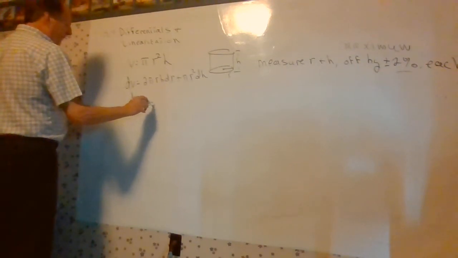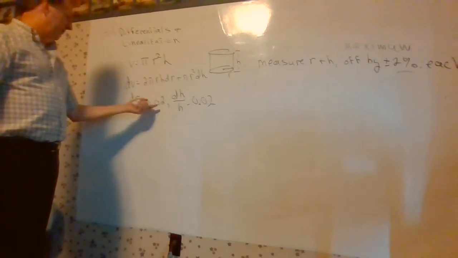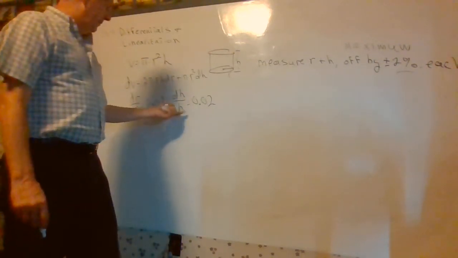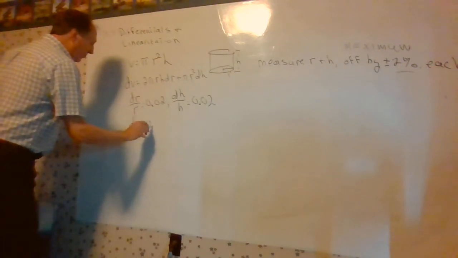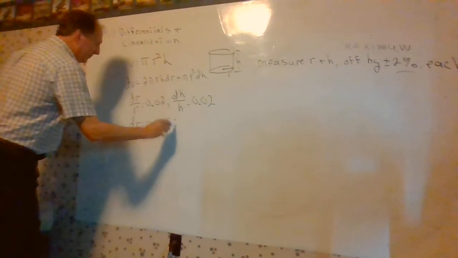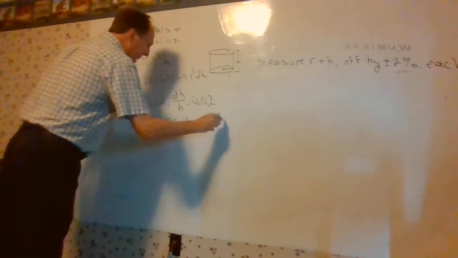We know that dr over r, I'm going to make that 0.02, and dH over h is 0.02. This is like a relative error. You study this sort of thing in chemistry. It's the change in radius over the radius is 2%. The change in height over the height is 2%. Well, this tells us also that dr is 0.02 r, and tells us that dH is 0.02 h.